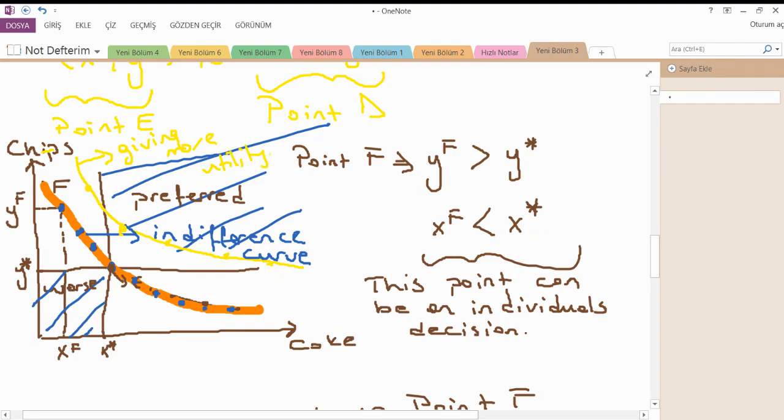We will talk about these indifference curves and their properties more in the second part of the lecture. I'm going to give a break. Actually, I have to drink some water. And then I will come back to talk more about indifference curves and their properties. Okay, see you.